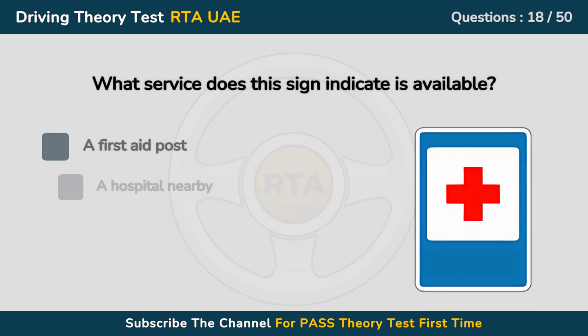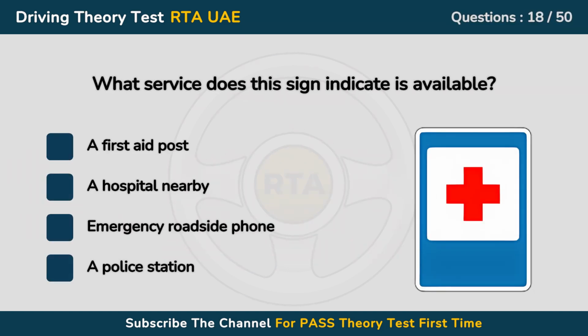Question 18. What service does this sign indicate is available? A. A first aid post. B. A hospital nearby. C. Emergency roadside phone. D. A police station.